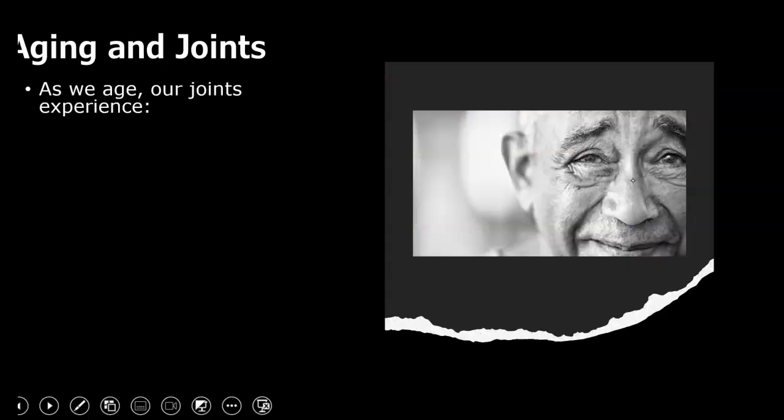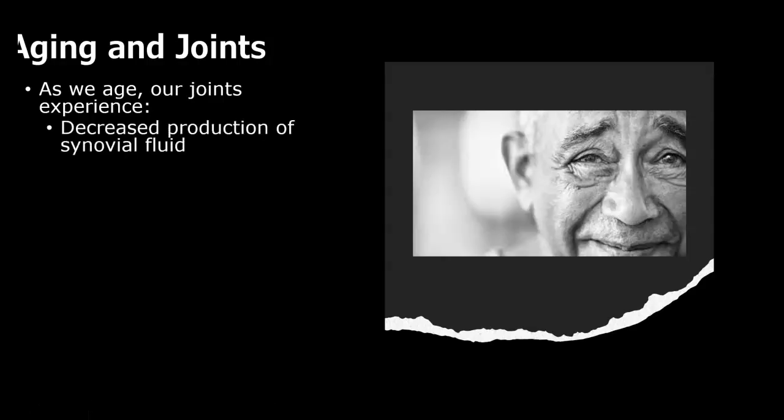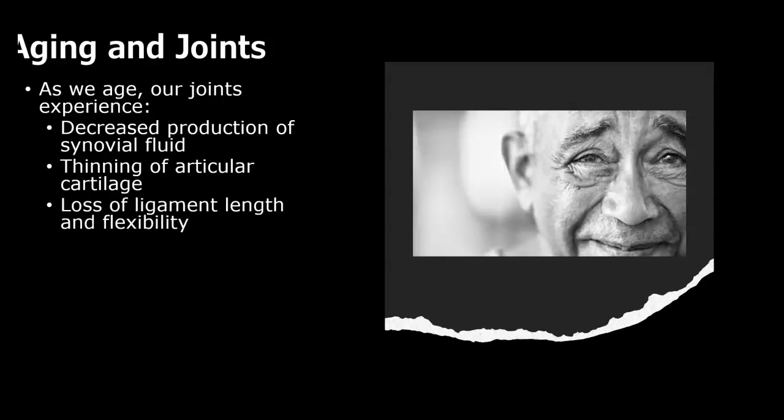Aging in joints. So as you age, your joints are going to start to age and deteriorate as well. You're going to have a decreased production of synovial fluid. So with less fluid, there's going to be less shock absorption. There's going to be less protection there. You're going to have thinning of the articular cartilage. That's going to be the cartilage that's found at the ends of the bones. And so it's going to be less protection for those bones as they come together. You're going to have loss of ligament strength, length, and flexibility. And so this is going to cause you to not be able to move as fluidly or freely, and it might make you more stiff.